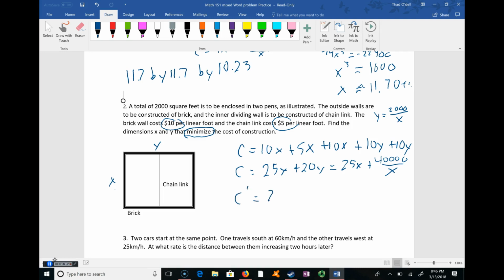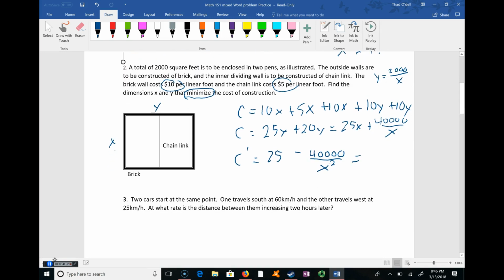C prime is equal to 25 minus 40,000 over x squared. Set it equal to 0. And we would get, if we move 25 over there and multiply by x squared, we get 40,000 is equal to 25x squared.